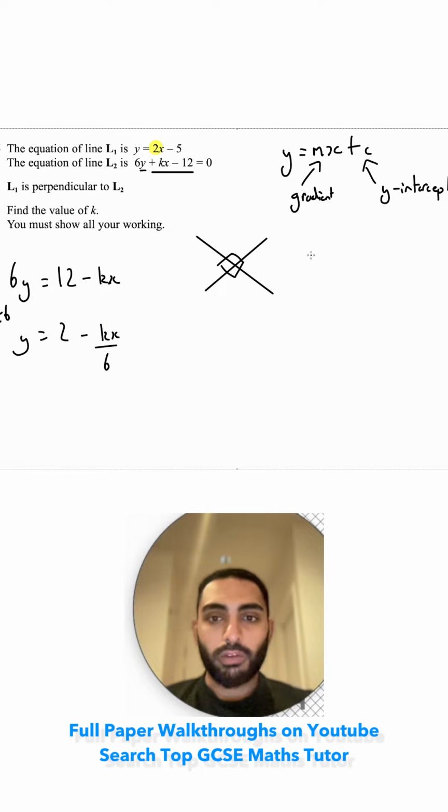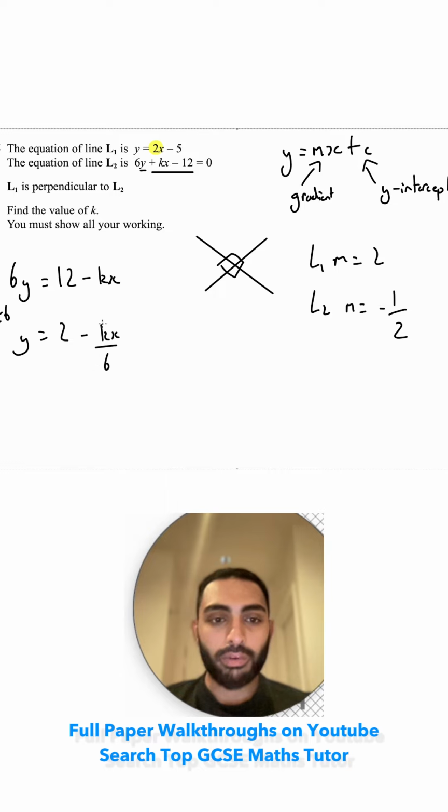I know the gradient of line 1 is 2 because it's the number before this x. And I know the gradient of line 2 is going to be the inverse reciprocal of that. Inverse just means if it's positive, it's going to be a negative. And because I want the reciprocal, I'm going to flip this. So right now, it's 2 over 1, but it's going to become 1 over 2. So the gradient of line 2 is negative a half.